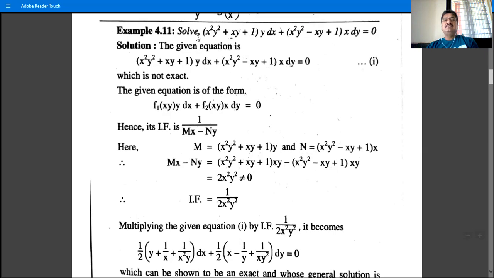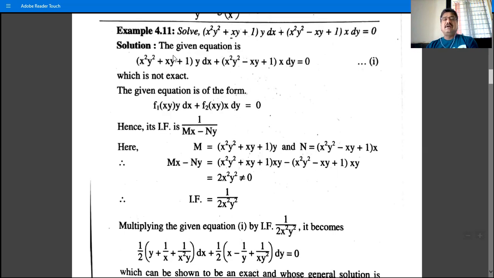Next example is: solve (x² y² + xy + 1) y dx + (x² y² − xy + 1) x dy = 0. And this is not an exact differential equation.